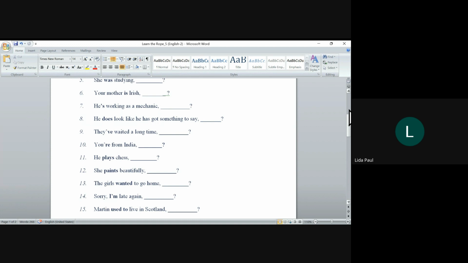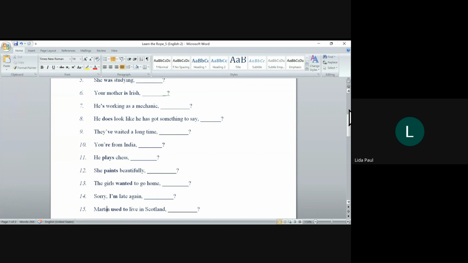Wanted, the verb is in past tense, so you chose did, right? If I said the girl wanted to go home, then what would be the tag? Didn't she. Only the pronoun will change. The verb used will not be changed.